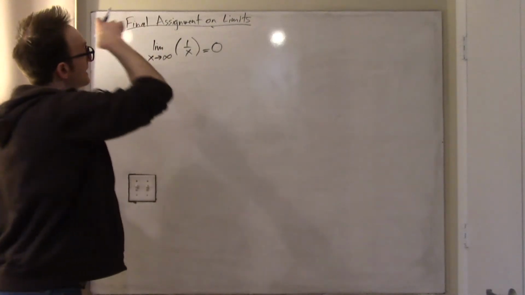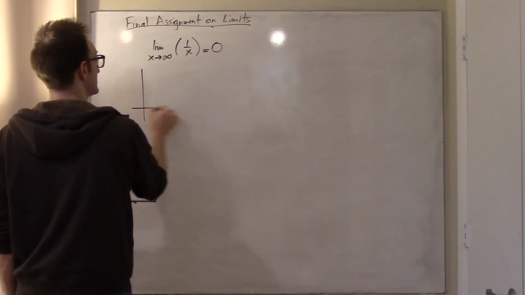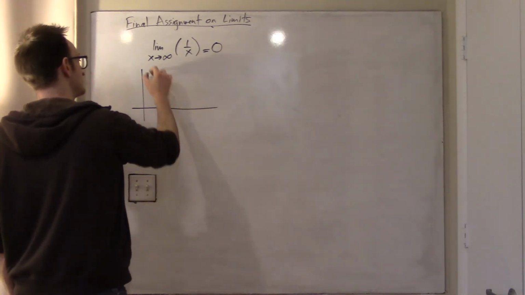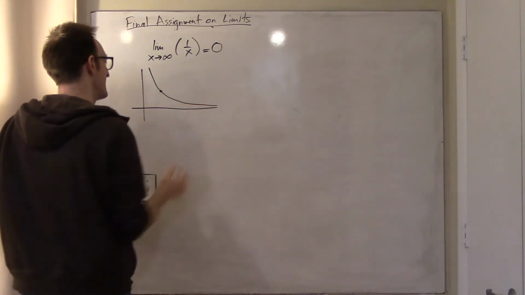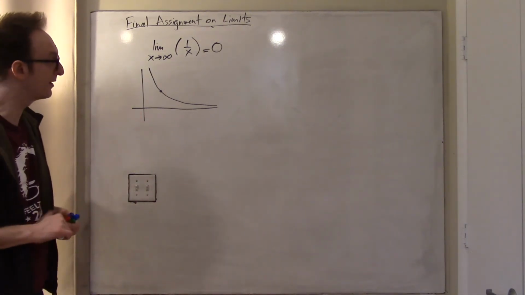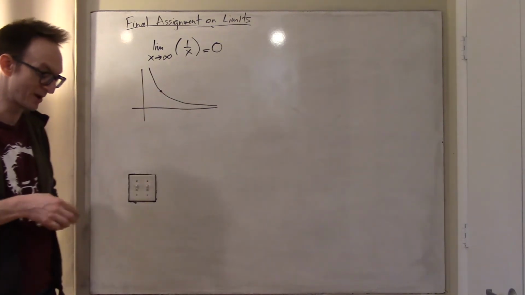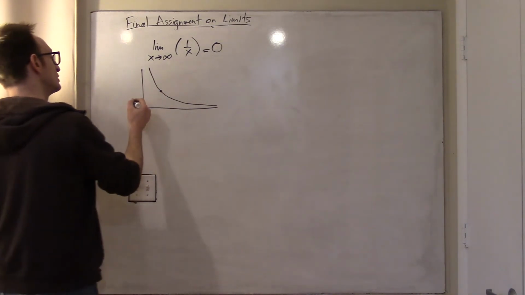This problem's almost like, I don't know, too easy or something. This is basically just a test. If you understand the definition, what is the 1 over x function? It looks like this. And I think that the limit is 0. If I think that the limit is 0, then what I mean is for very large values of x, this function gets really, really close to 0. How close to 0? As close as you want.